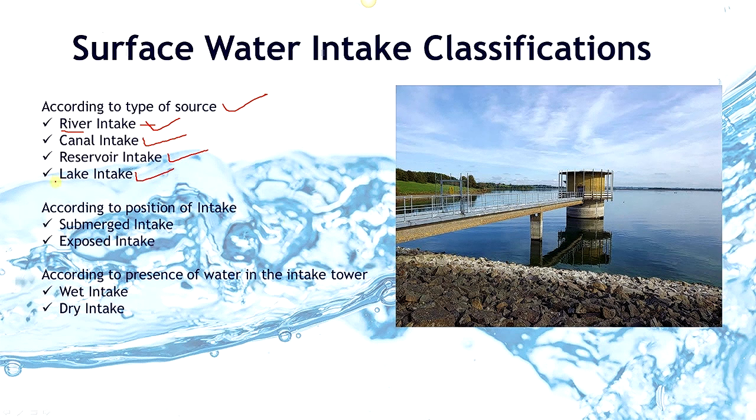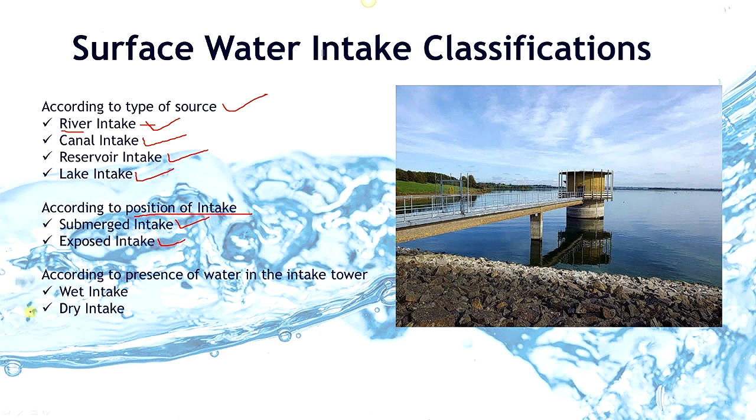Alright, next, intake structures can also be classified according to the position of the intake. It means either the intake would be submerged in water or it would be open or exposed to the atmosphere. Submerged intakes remain submerged in water. They will mostly be built in water and a major portion of them will be in the water. If intakes are submerged in water, they are known as submerged intakes. And if they are open or exposed to the atmosphere, then they are called exposed intakes.